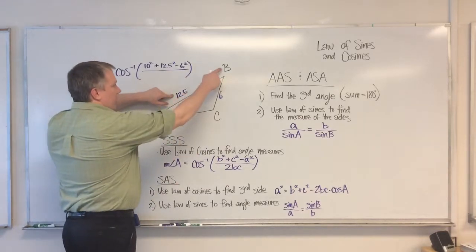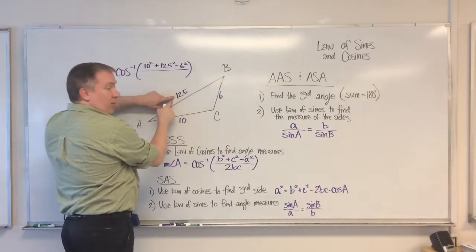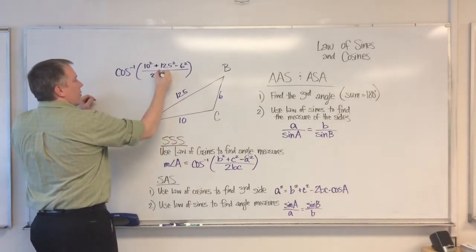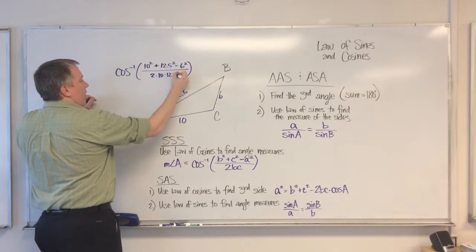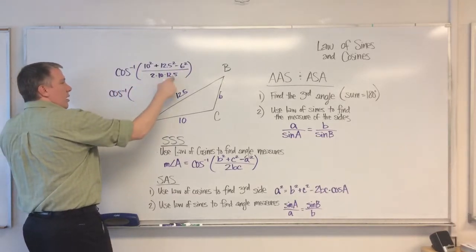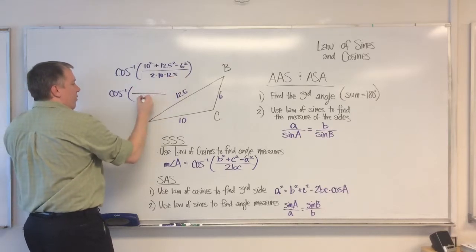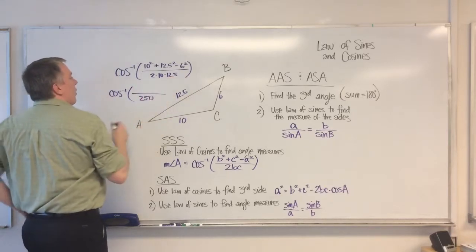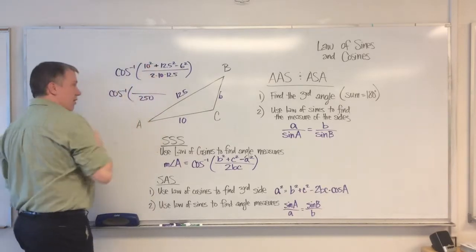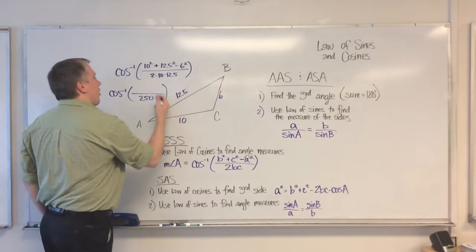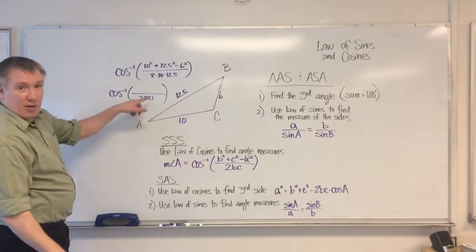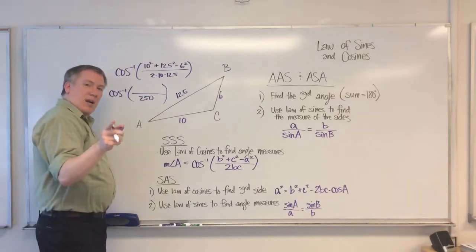So let's do 2 times this first. So 2 times 12.5 is 25 times 10. So 2 times 10 times 12.5. If you do the math there, you'll get the cosine inverse of, that's 250 on the bottom. And then what we have up here, you're going to have to use your calculator to figure that one out. I will give you a moment. I want you to use your calculator, figure out what that number is, put it in, and then use your calculator to figure out what the angle is. Pause now, do that yourself.